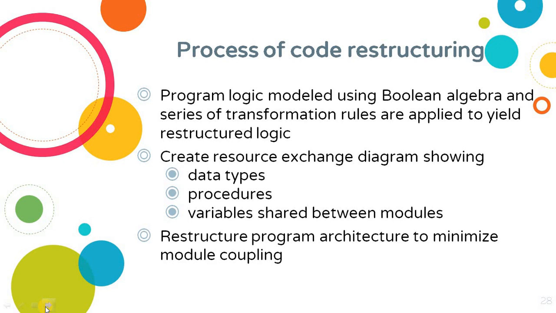Second step is we will draw the resource exchange diagram. The resource exchange diagram will have data types, procedures and variables shared between modules. From the current code, we will do these steps. First step is the program logic is modeled to a Boolean algebra expression, and we are applying some transformations on the Boolean algebra expressions. Then we will represent the identified Boolean algebra expression in a resource exchange diagram. And third step is restructure the program architecture to minimize module coupling.